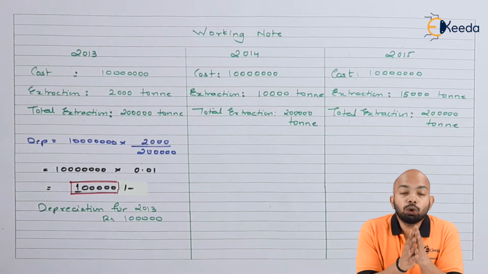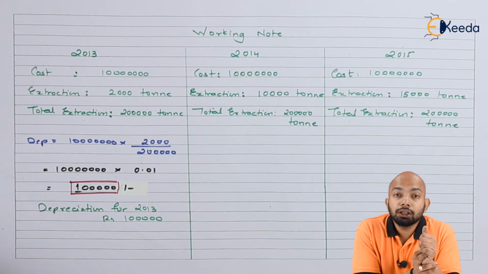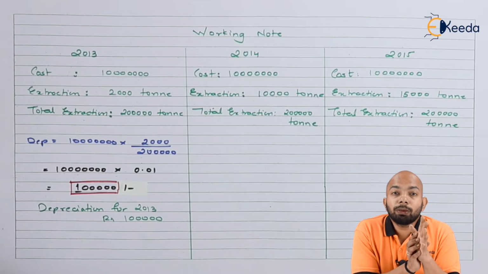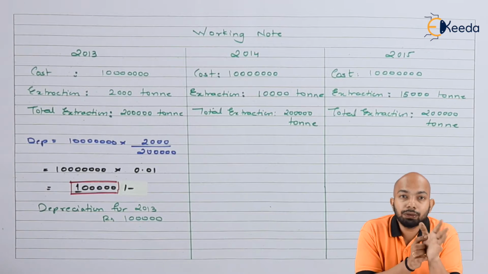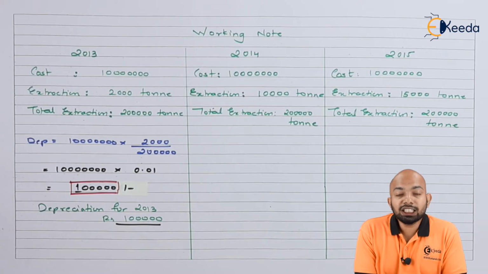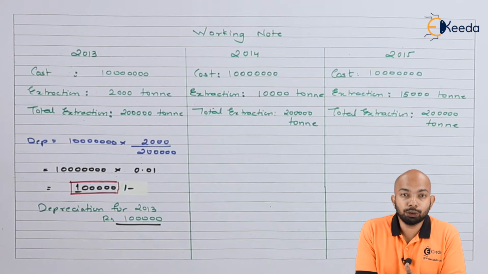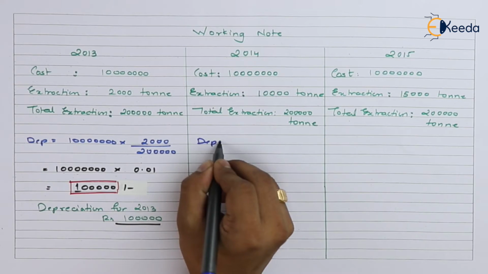That means the total extraction quantity 2000 divided by the total extraction, which would be 2 lakh tons. So this will give you 1 crore multiplied by 0.01, which will give you a total of 1 lakh depreciation for this specific year. So this is the working for the year 2013. Similarly, we'll do the working for the year 2014. Let's go ahead and figure it out.